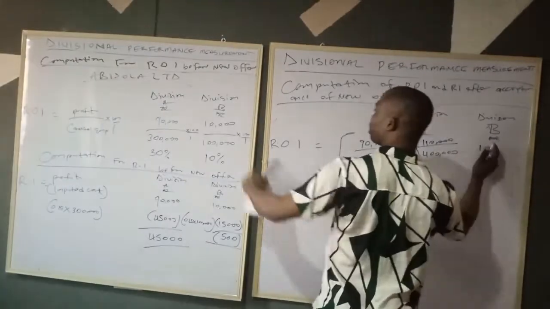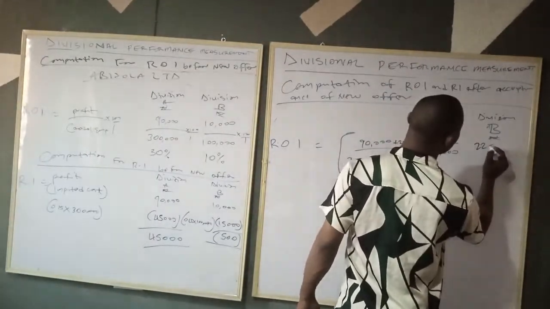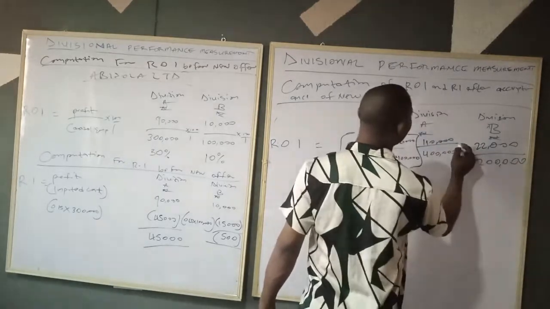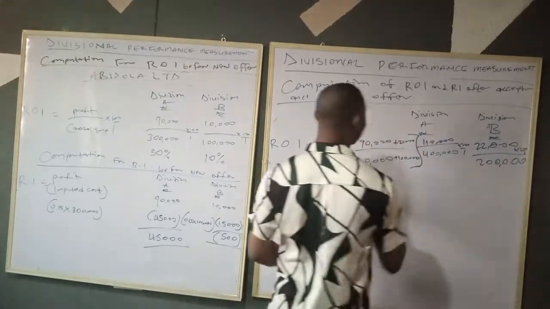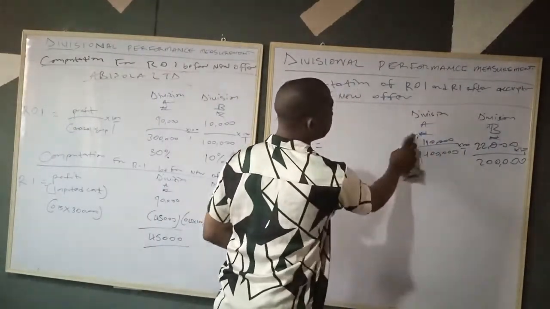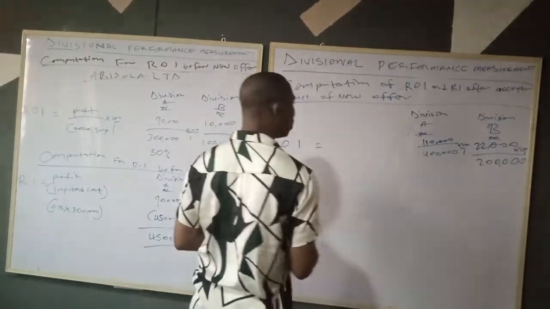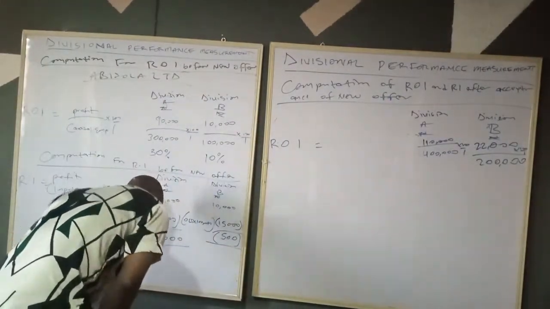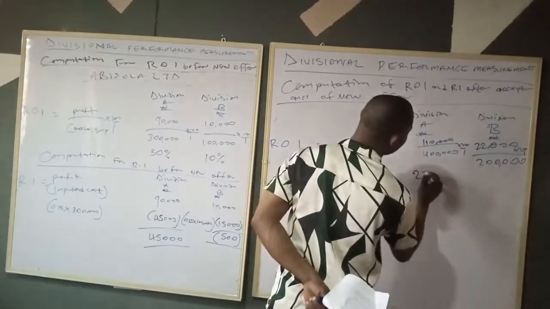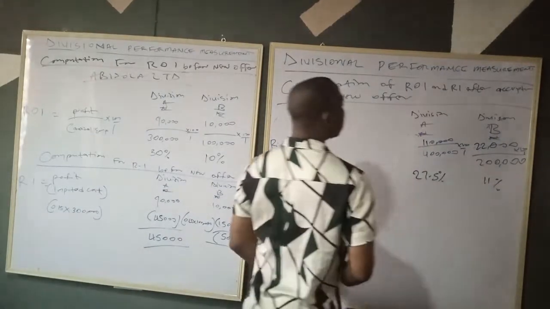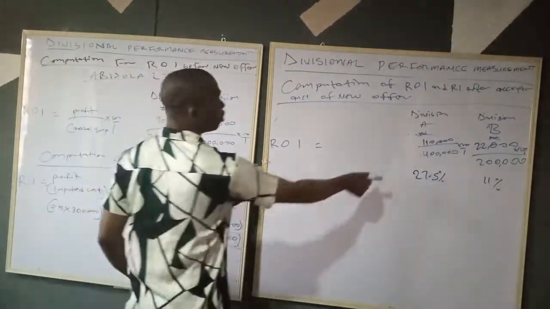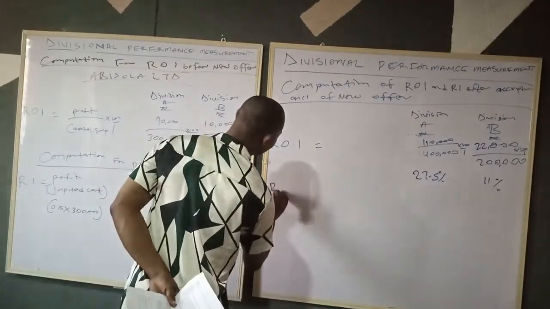So it should now be 12,000 plus 10,000, now 22,000, and 100,000 plus 100,000 now be 200,000, times 100 over 1. So that is how we get our new return on investment. So computing this, what will be our return on investment after the new project? It should now be 27.5% and 11%. So our return on investment after taking up the new offer is 27.5% for division A and 11% for division B.